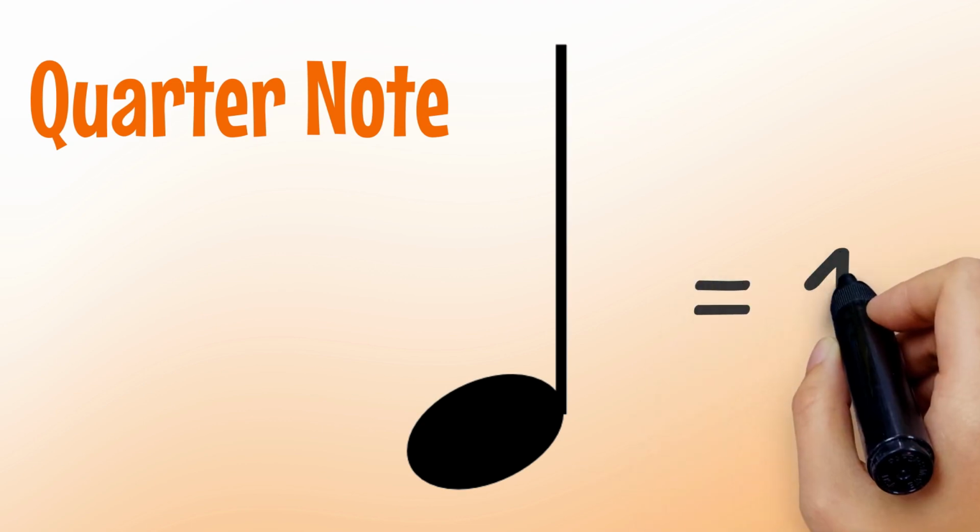We're going to look at 5 different note values in this portion of the video: the quarter note, half note, whole note, eighth note, and 16th note. Let's start with the quarter note. The quarter note is made up of a solid note head and stem. The quarter note receives 1 beat.